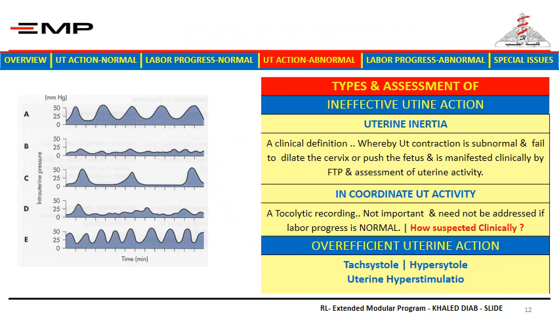The following figure shows Toco recording of uterine contraction, which may be normal as in A, inertia as suspected in B or C, incoordinate as in D, while over-efficient uterine action may be tachysystole as shown in E, or hypersystole, prolonged contraction more than 2 minutes. If either is associated with fetal heart rate abnormality, uterine hyperstimulation is diagnosed.